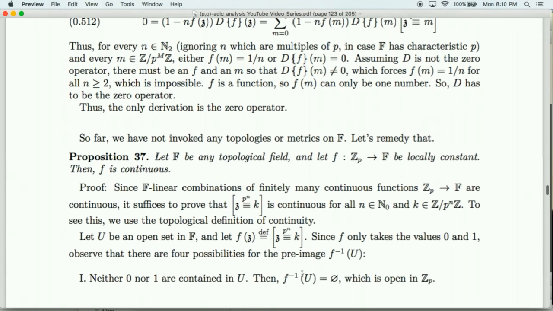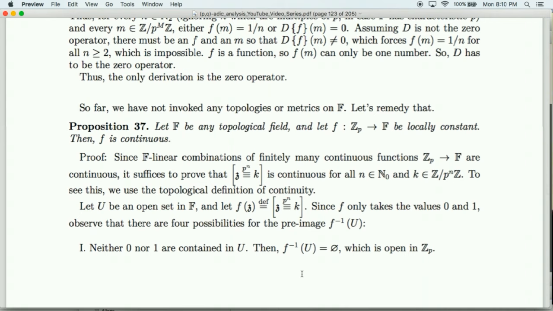So far, we have not invoked any topologies or metrics on V. Let's remedy that. Here, we're going to let F be any topological field, meaning it's a field which is a topological space, and the field operations are continuous. Let f be a locally constant function from Z_p to F. Then f is continuous. Since f is a linear combination of indicator functions, all we need to do is show that the indicator functions are continuous, and then everything's fine.